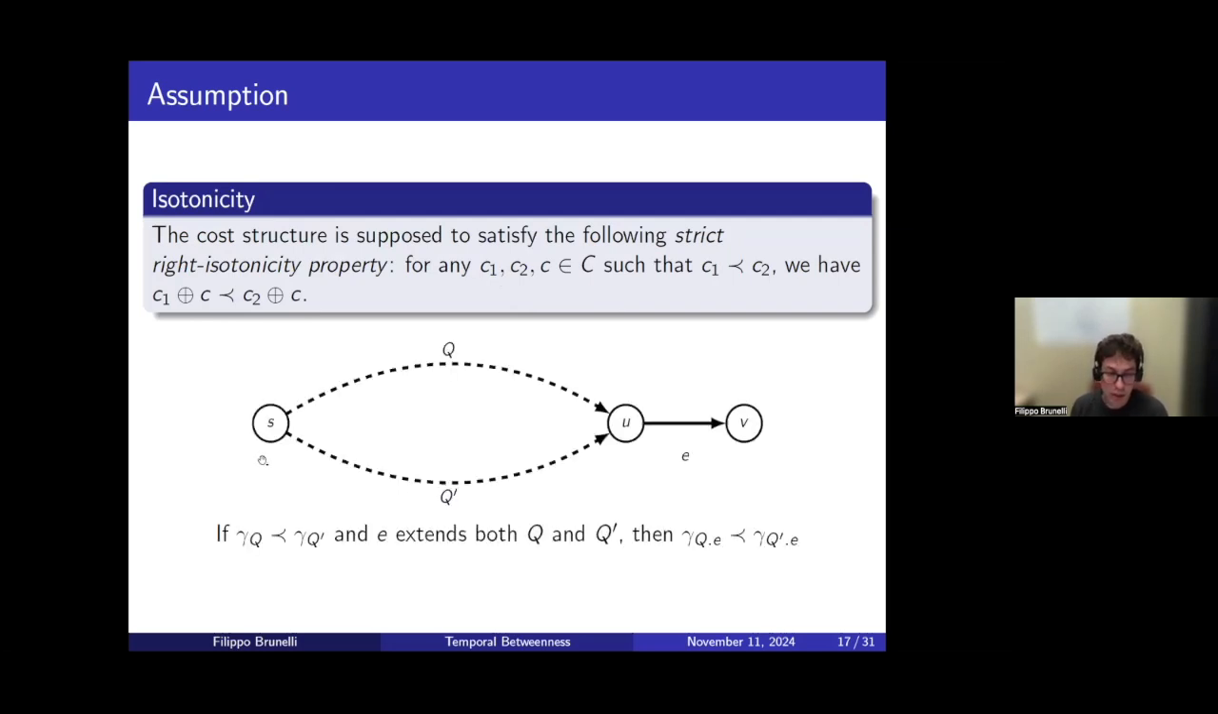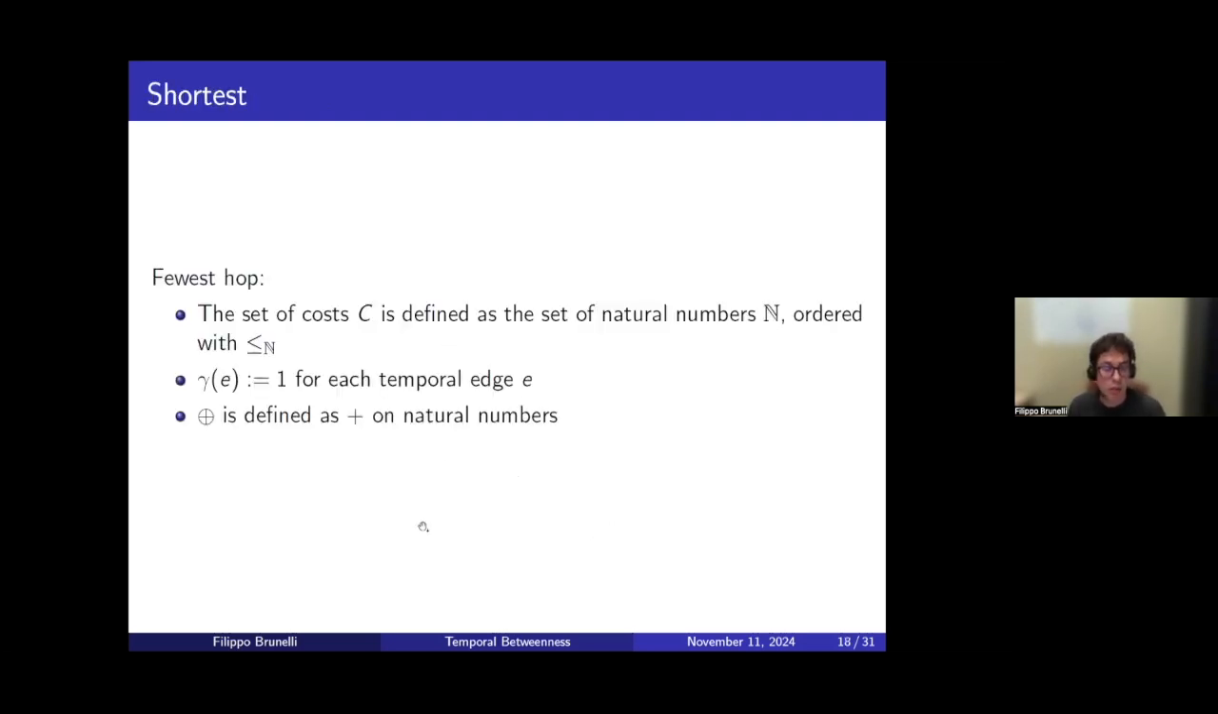And the reason why we need this is that, for example, if we have two walks from S to U, walk Q and Q prime, and both of these walks can be extended by a temporal edge E, then if Q was better than Q prime, when they are both extended we still have that Q extended with E is better than Q prime extended with E, where better means having less cost. So let's see an example.